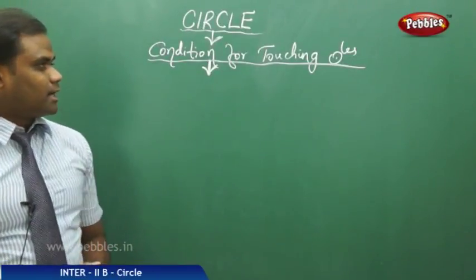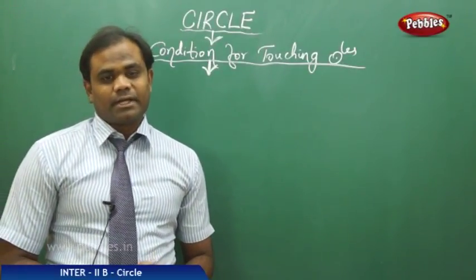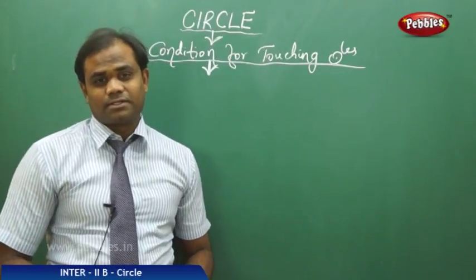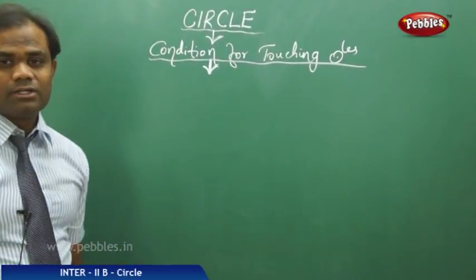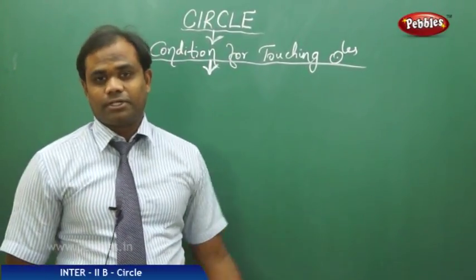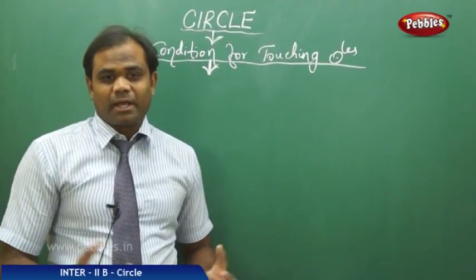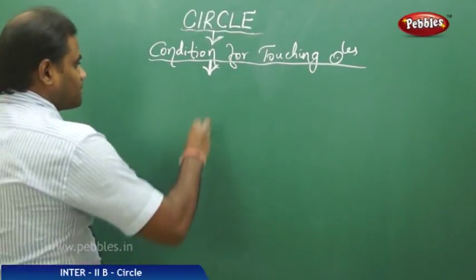So next, let's see the condition for touching circles. As we know, there are two types of touching circles: one is touching externally and the other is touching internally. So there are two different cases which arise with these two different types of touching circles.